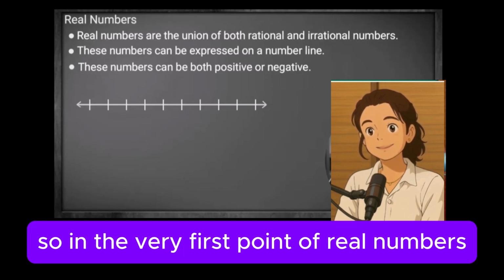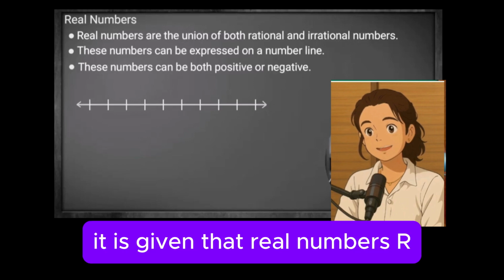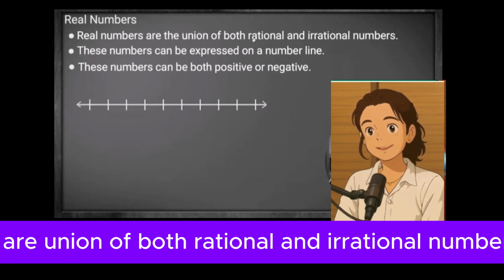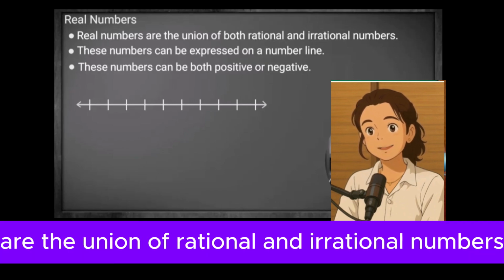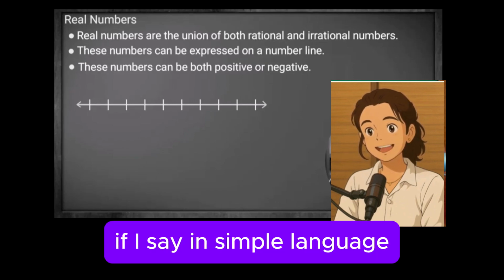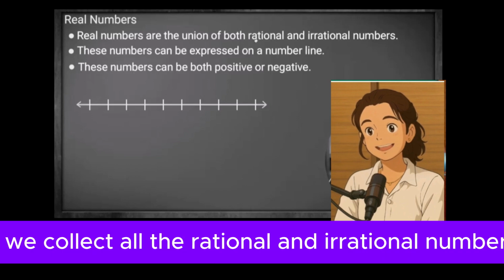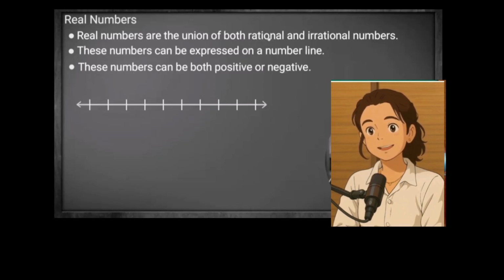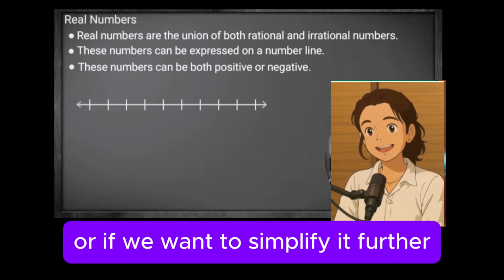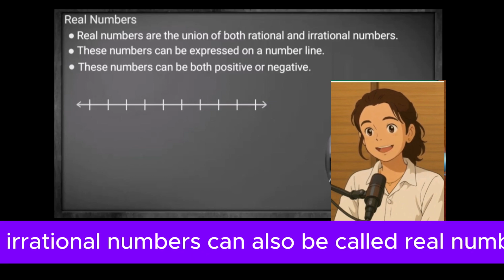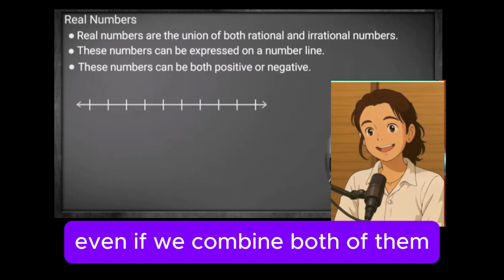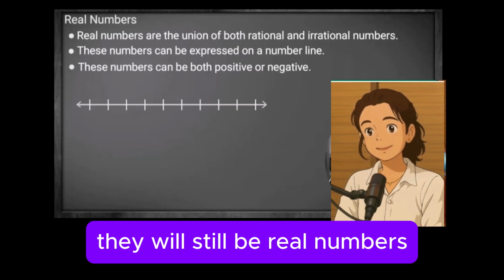So, in the very first point of real numbers, it is given that real numbers are the union of both rational and irrational numbers. All the real numbers are the union of rational and irrational numbers. If I say in simple language, if we collect all the rational and irrational numbers, then all of them are real numbers. Or if we want to simplify it further, any rational number can be called a real number and irrational numbers can also be called real numbers. Even if we combine both of them, they will still be real numbers.